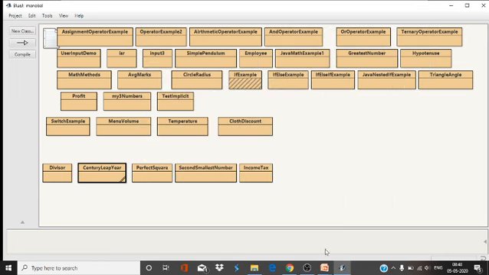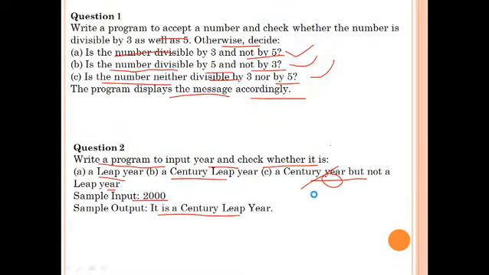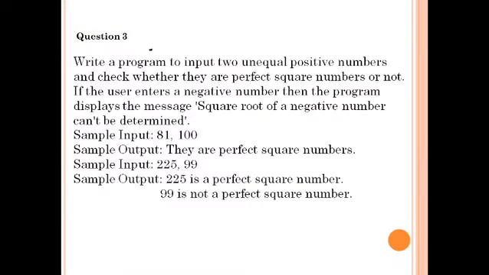Okay, students, now move to the next question. The next question is: write a program to input two unequal positive numbers and check whether they are perfect square numbers or not. If the user enters a negative number, then the program displays the message that a square root of a negative number can't be determined. Now see, a square root means, suppose 81 is here. So the square root of 81 is what? 9.